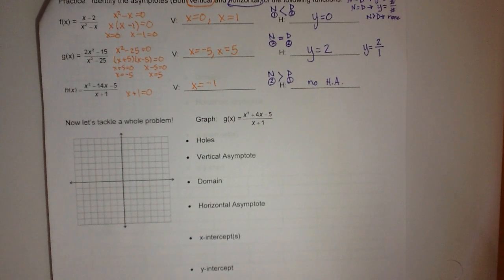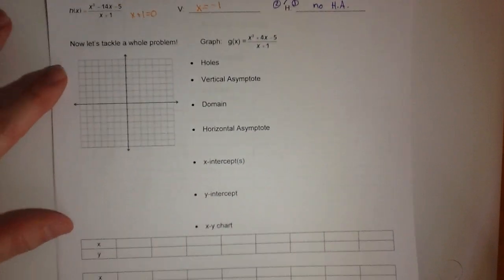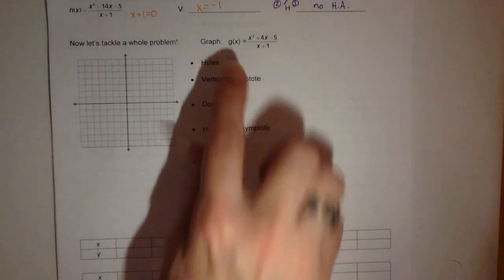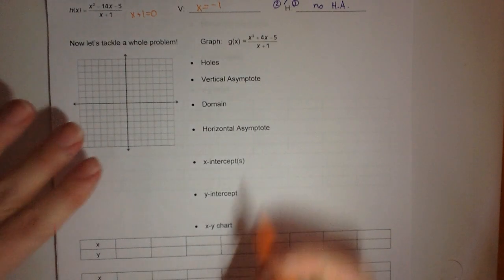Okay, I think we are ready to put all of this information together. So we're going to do an entire problem here. So we are just going to graph this function, but we're going to do all of the steps to go through graphing this function. The very first thing we're going to do is we are going to factor.